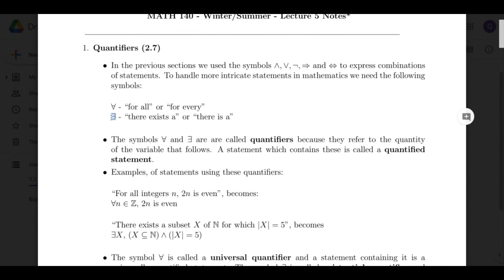And then this one is like a flipped E, facing right. This means there exists, or there is something. So this is a there is symbol. Sometimes if we want to represent there is a unique value, we would put an exclamation mark after there is. So for all and there is are called quantifiers.